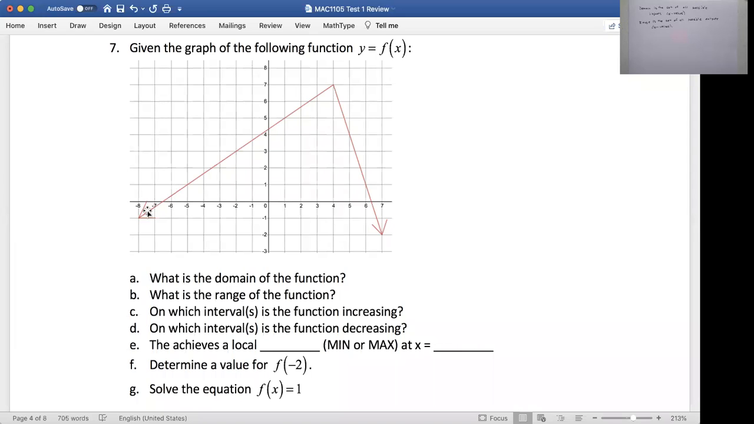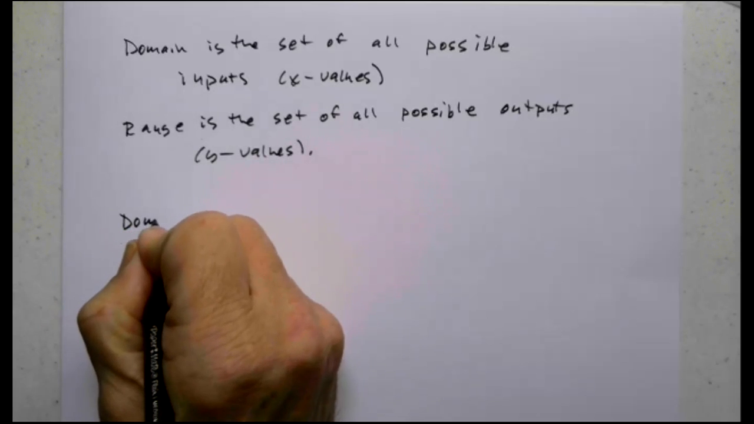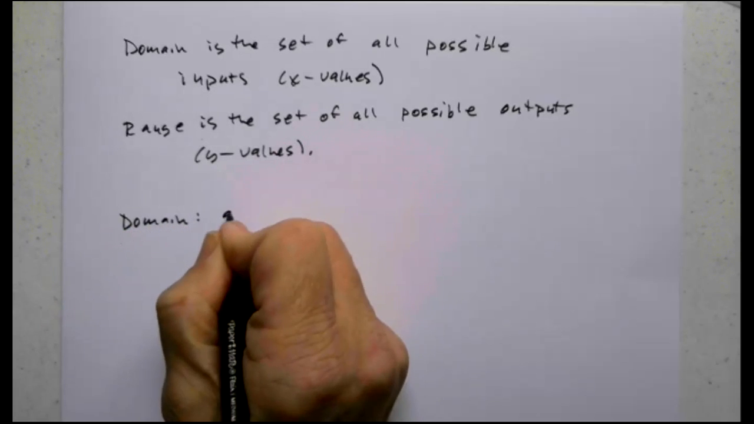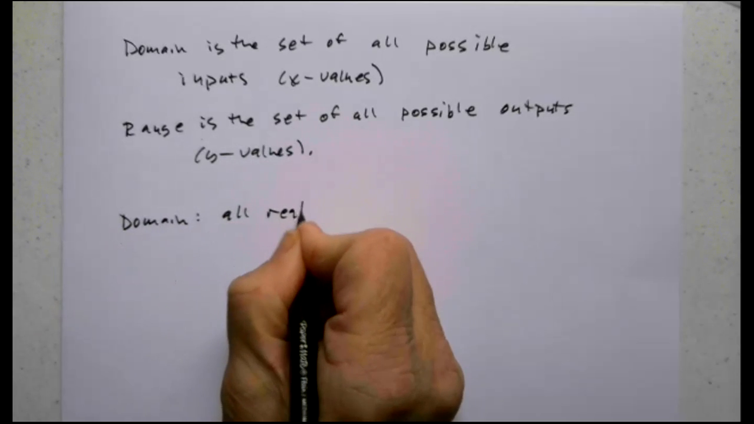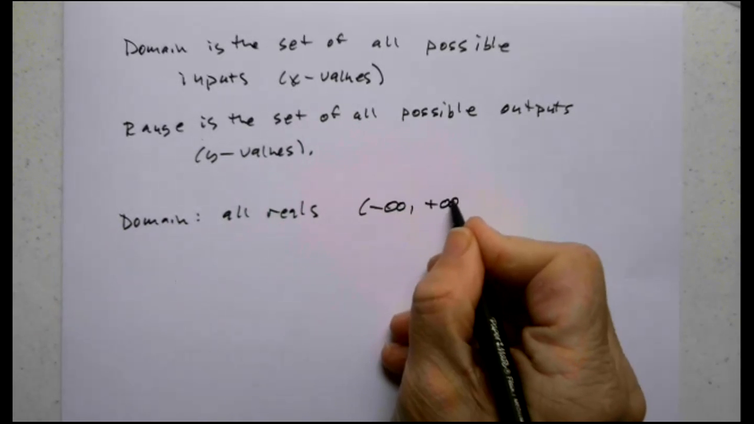Well, this arrow indicates it goes continually that way forever. This goes continually that way forever. So the x values keep getting larger and larger and larger in the positive direction and more negative in that direction. So the domain here appears to be all real numbers. Which, if we use interval notation, would be minus infinity to plus infinity.